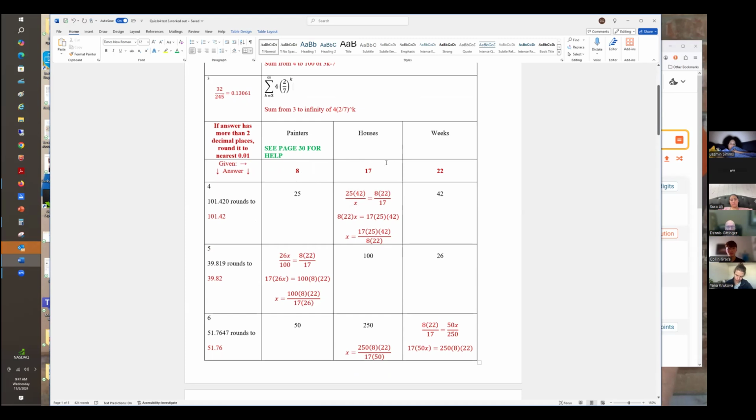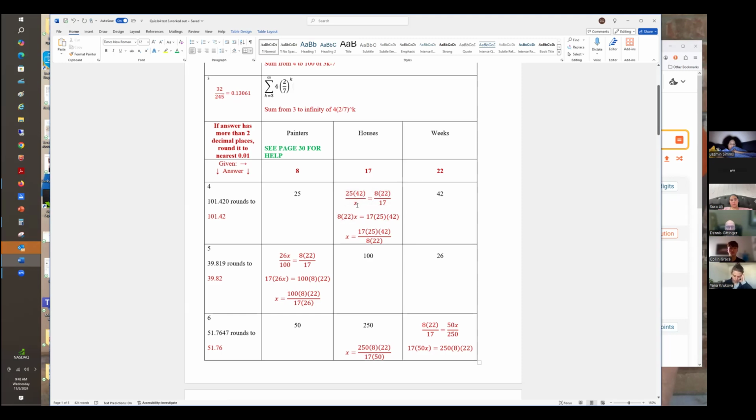So that 8 times 22, workers times time, is directly proportional to the number of houses. So 8 times 22 over 17, that's this one, will appear in all 3 of these. 8 times 22 over 17. Doesn't matter left side or right side. So what's that got to be equal to? It's got to be equal to workers times time divided by work. And work is X here. So 25 times 42 divided by X.